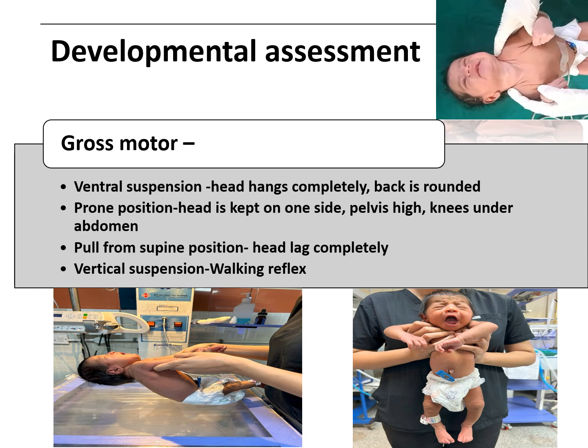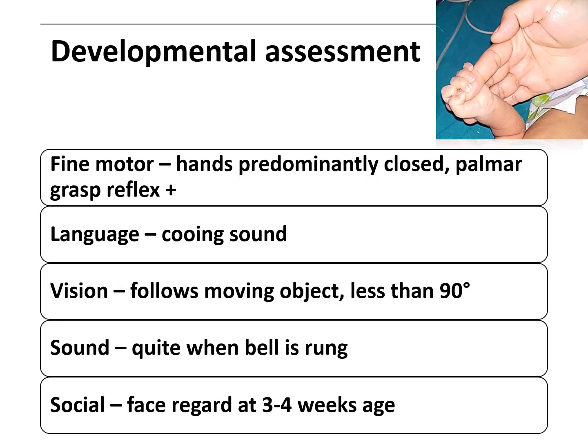So this is gross motor. In fine motor milestone, baby will have the palmar grasp reflex. So hands predominantly closed. Here you can see in this image, this is grasp reflex. In language, cooing sound baby produces. In vision, baby follows the object less than 90 degree.